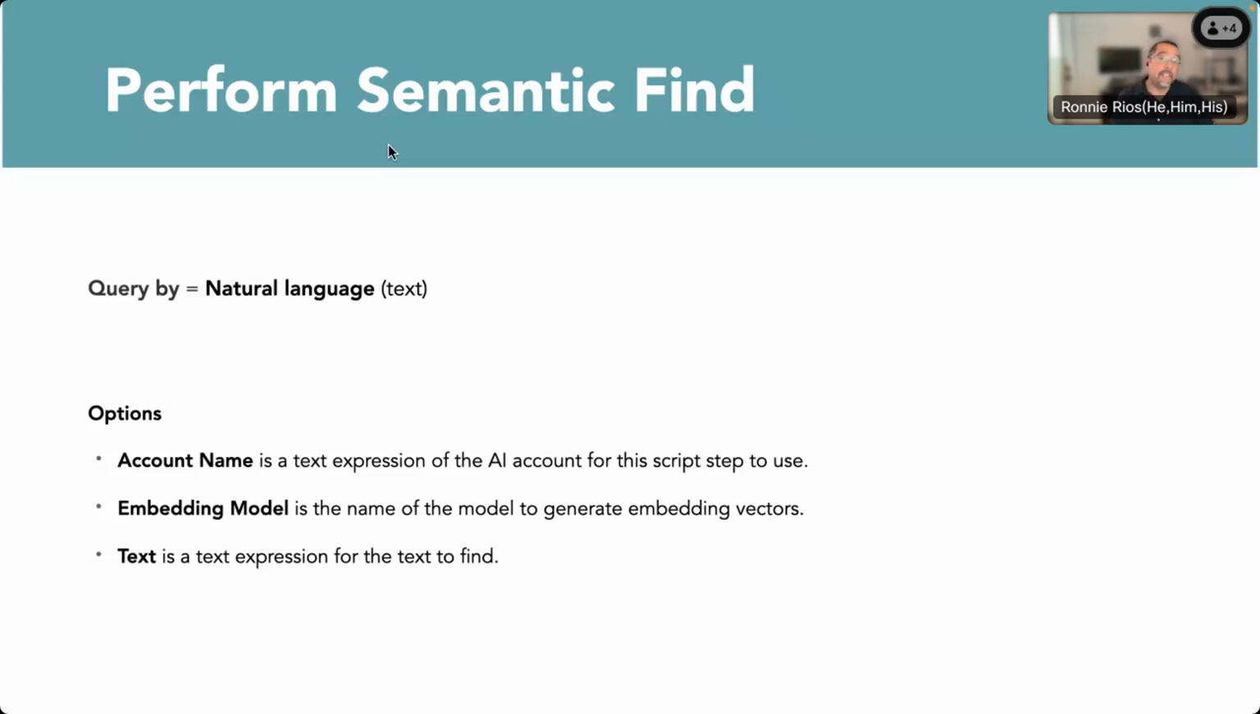So behind the scenes, this script step is going to do two things. If you choose natural language, it'll take the text, convert it into a vector embedding, and then perform the search through all of those. That way you don't even have to store the vector embedding of what the user typed in. We'll do it behind the scenes, making it a lot easier for you, which is pretty cool.